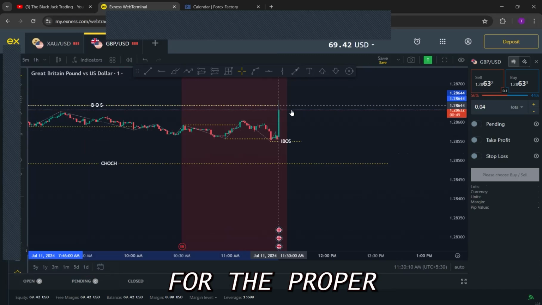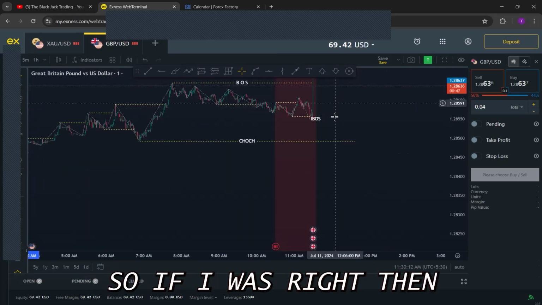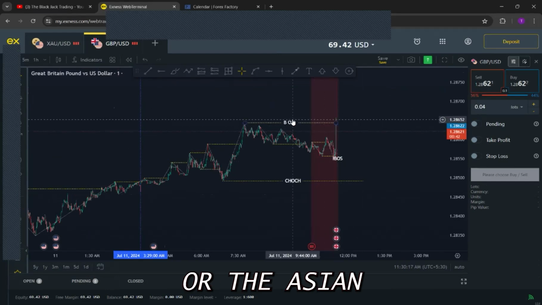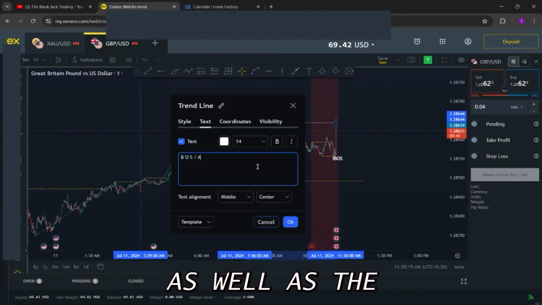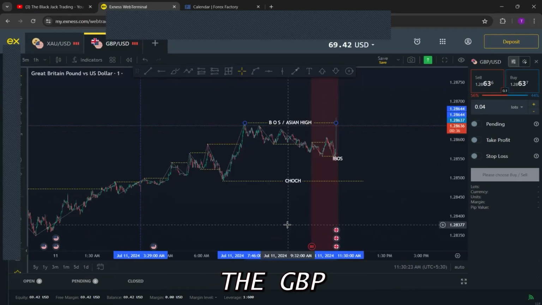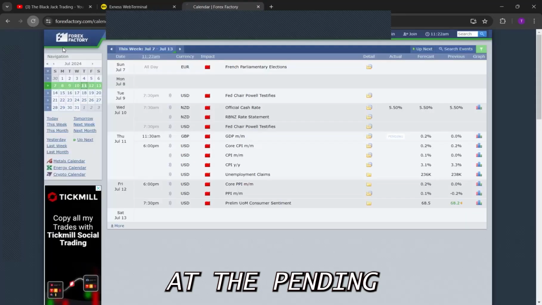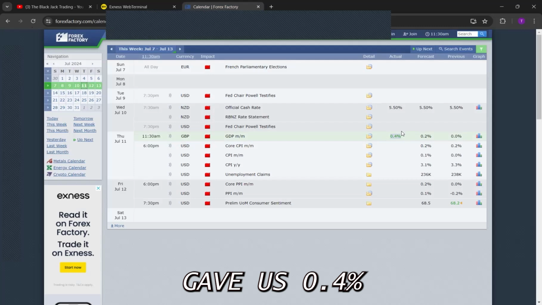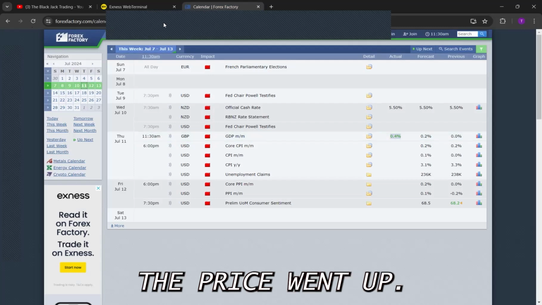That means you have to look for the proper risk reward. So if I was right, then the price would have got me $8. However, if I'm wrong, the price has just taken out the Asian high in the market. So this is another breaker structure as well as the Asian high. So let's see, the GBP would have been positive in the market. If you look at the figures, the GBP is positive. The forecast was 0.2%, and the price gave us 0.4% in the market, and that's why the price went up.